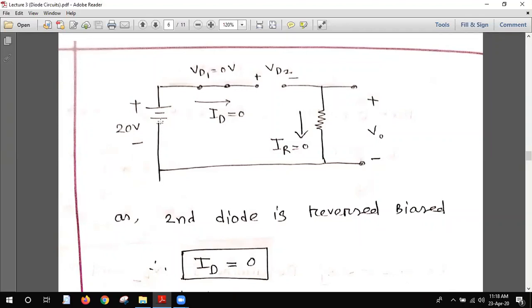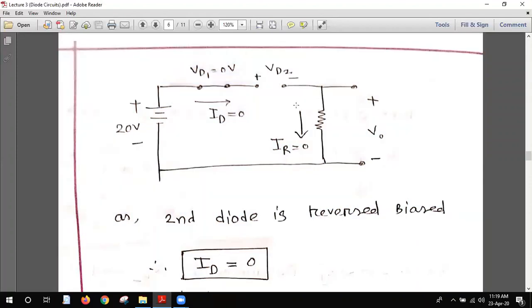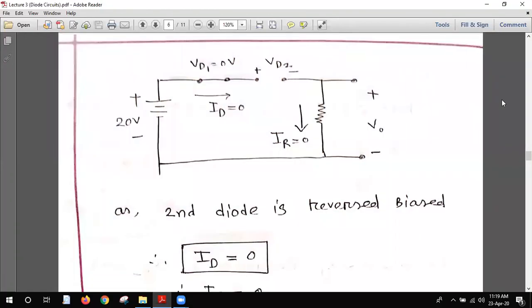When the circuit is shorted, there will be zero voltage drop. So the current is zero, because this is an open circuit for the second diode, as it is in the reverse bias condition. That's why the ID equals 0. So VD1 is also equal to 0. So the IR is also 0. The current across the resistance is also 0, because the current is not passing from here to there. So all the voltage will be applied as the open circuit terminal voltage. So the VD2 will be 20 volts. Hope you understand.